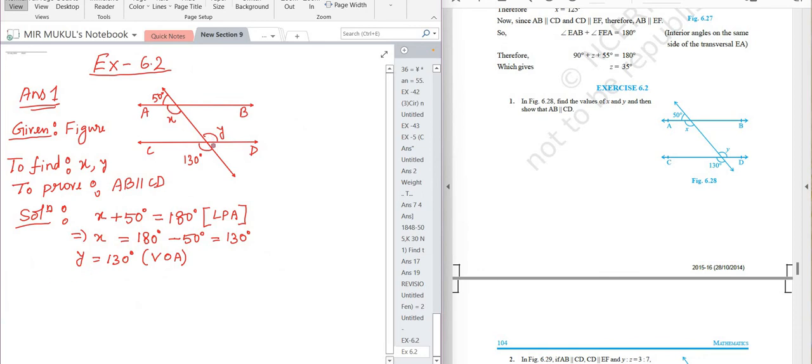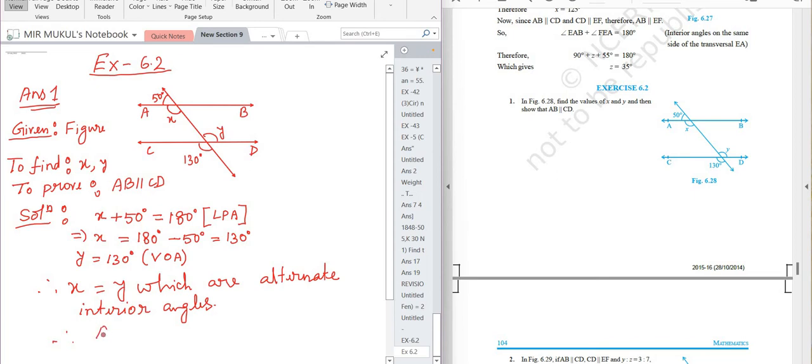Now since x equals y, and they are alternate interior angles, therefore, if alternate interior angles are equal, then we can write AB parallel to CD.